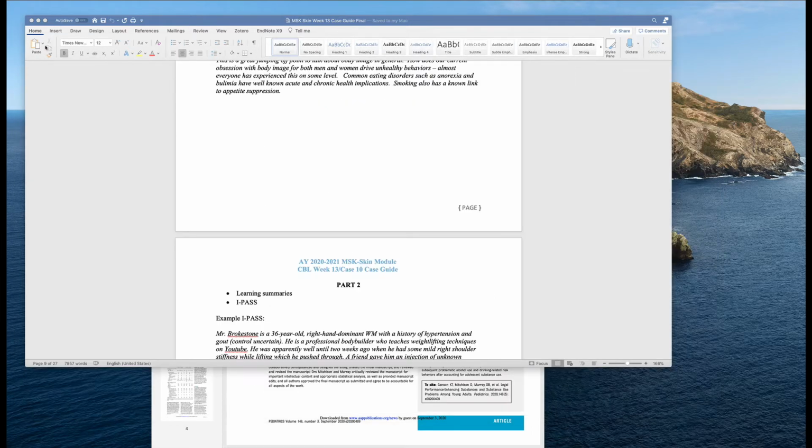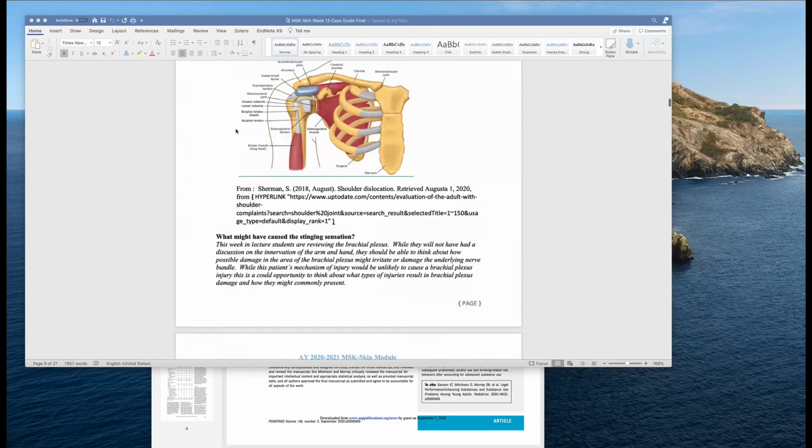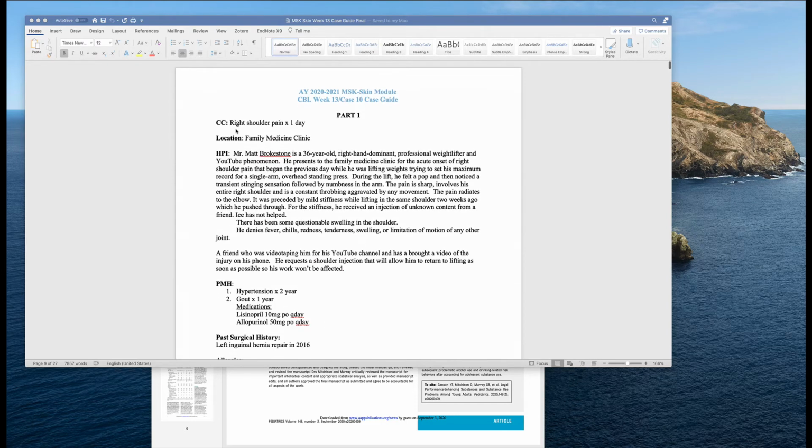And with that, let's jump into the case a little bit, and we'll see how these things play out as the case develops. So we have Mr. Brokestone. He's a 36-year-old right-hand dominant professional weightlifter. So age, hand dominance, and vocation are pretty important when you're approaching someone with an extremity injury. That may determine how you approach them and how you treat them depending on what their vocation is.